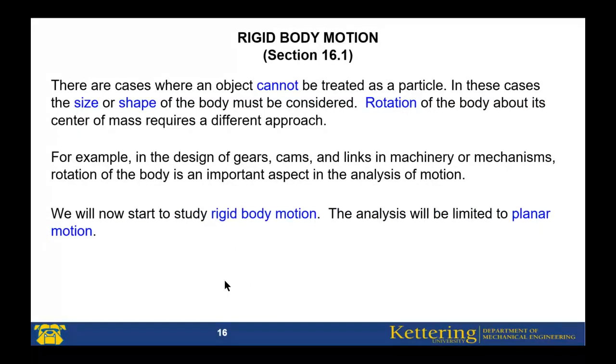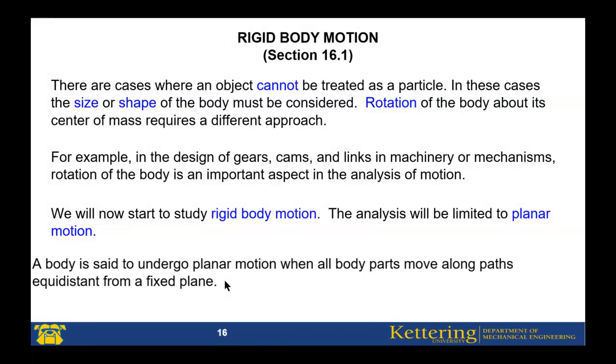We start the rigid body motion. We limit our study to planar motion. Planar motion means that, for example, if we have this reference plane, the motion happens on this plane or on one plane that is parallel to this one. Okay? For example, here the motion happens here, or here the motion happens here. We limit our study and our course to planar motion.